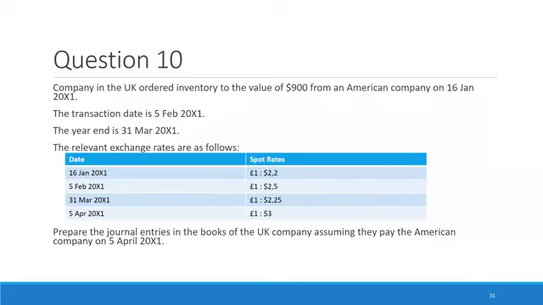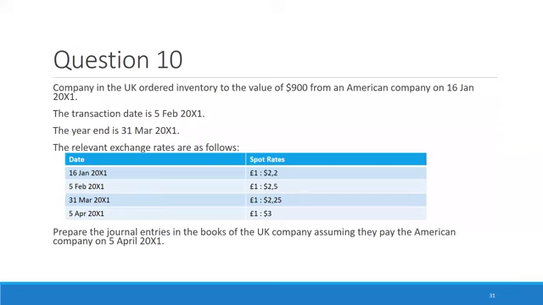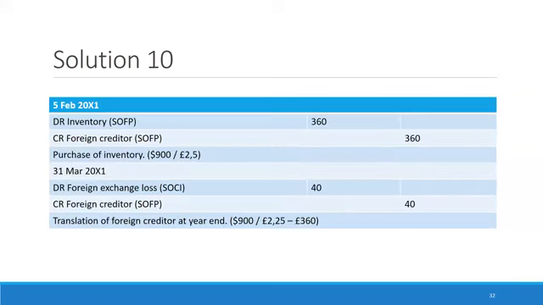So our very first date we're actually going to be recording the purchase of that inventory will be on the 5th of Feb. And how would we record the purchase of inventory? We would simply debit our inventory and credit our foreign creditor. We take the $900 divided by 2.5, because that is the exchange rate on the 5th of Feb 20X1. And we then have our recording at 360. So debit inventory with 360 and credit our foreign creditor with 360.